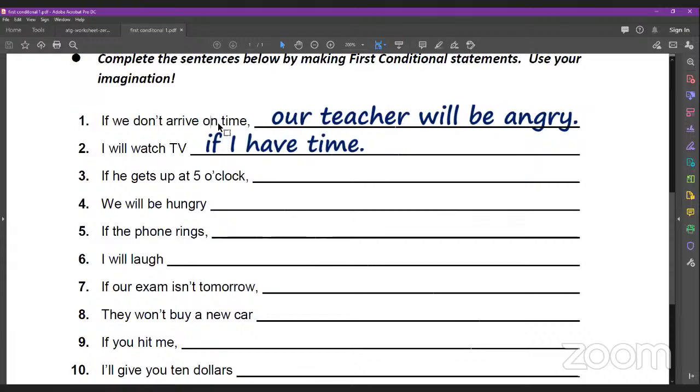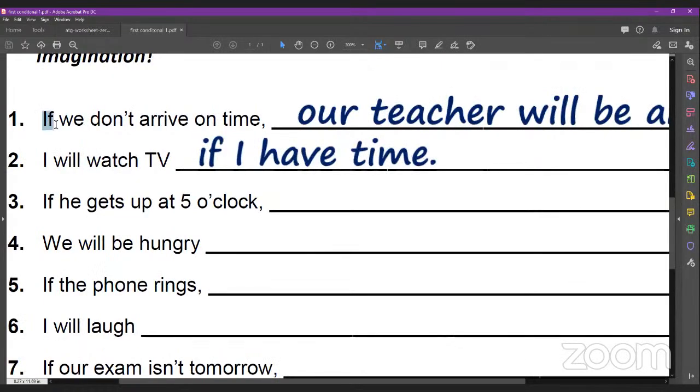We don't arrive at time. If this is the conditional clause, so that means we need to complete the main clause. En la primera ya tenemos la cláusula condicional, ¿verdad? Quiere decir que nos falta la cláusula de resultado. Y la de resultado en el primer condicional trabajamos con will. En la segunda, como vemos, ya tenemos la cláusula de resultado o cláusula principal. Ya está el will, que nos indica que necesitamos la cláusula condicional, que es aquella que tiene la palabra if.